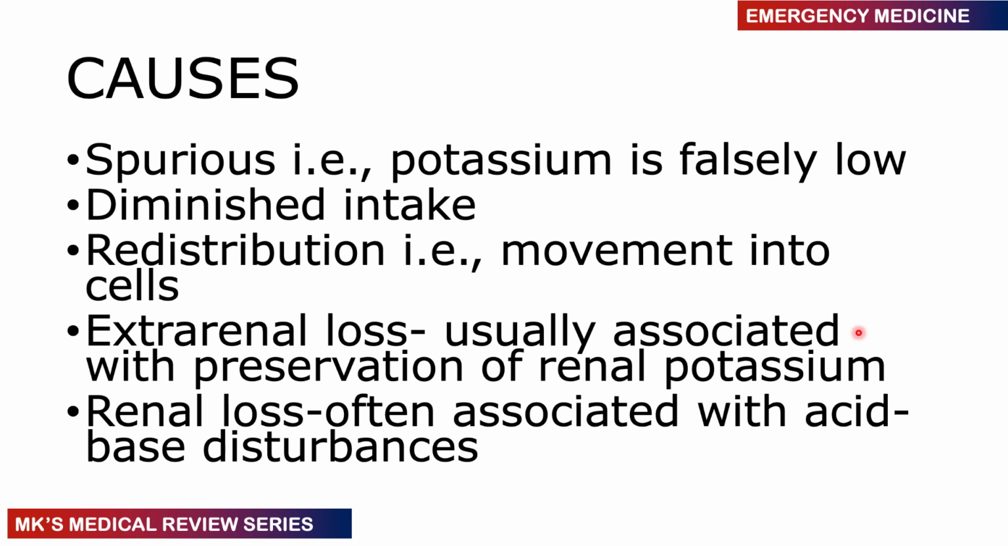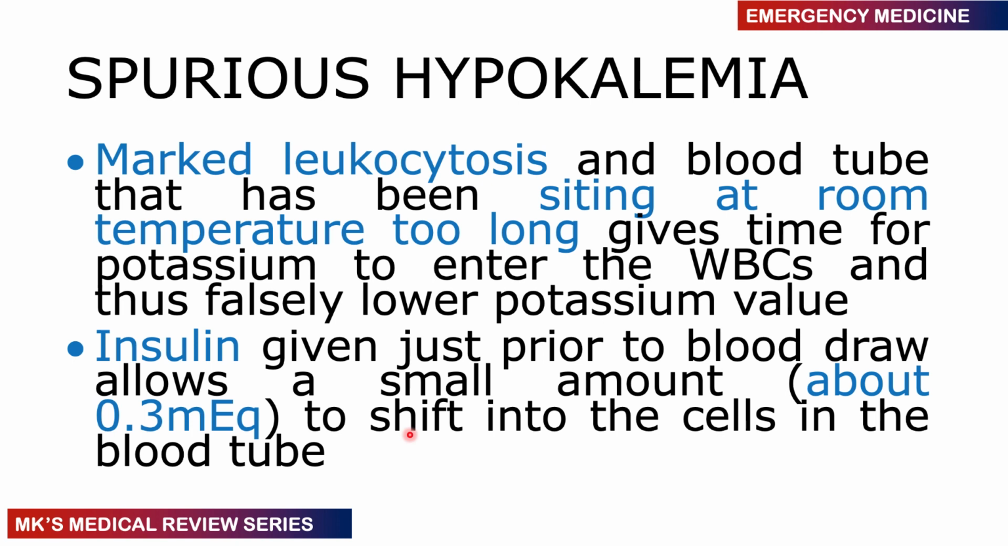Causes could be divided into the following. It could be spurious, or what we call pseudohypokalemia, or potassium which is falsely low; diminished intake; redistribution, for example, potassium tends to move into the cells; extra-renal loss, this is usually associated with preservation of renal potassium; and renal losses, which is associated with acid-base imbalances. We'll begin with spurious hypokalemia or pseudohypokalemia.